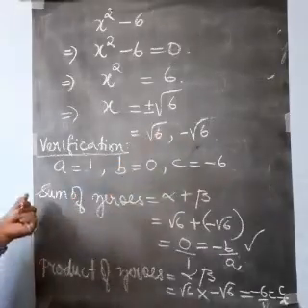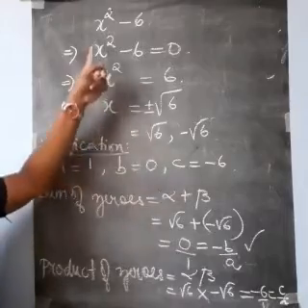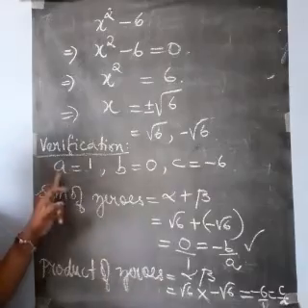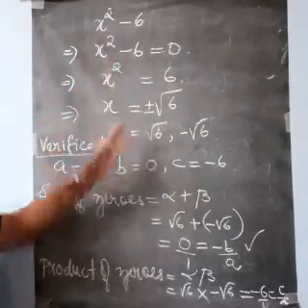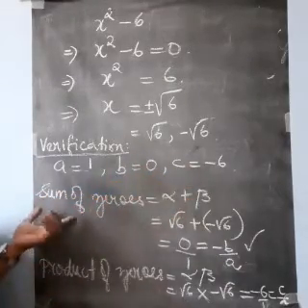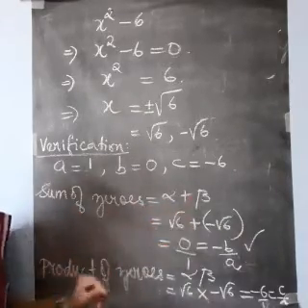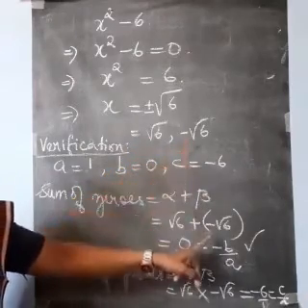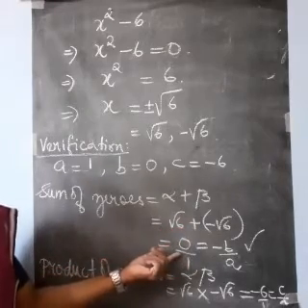Now let us go for the verification of the relationship between the zeros and the coefficients of this polynomial. The coefficients of this polynomial, I am going to write it down as a is equal to 1, b is equal to, there is no x term, so it will be 0, and c is equal to minus 6. Now sum of zeros. What is sum of zeros? Alpha plus beta. So what is alpha plus beta? Root 6 plus minus root 6. Correct? So when you add both, you get it as 0.